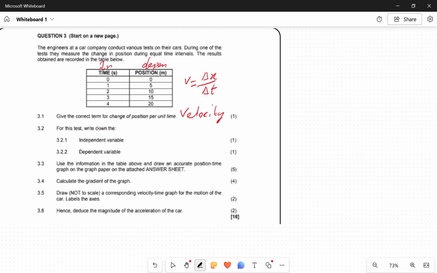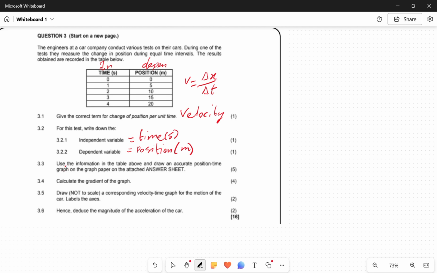They say for this test, write down the independent variable. What is our independent variable? We've already said this, and the answer is going to be time, which is measured in seconds. Then we move on to the second one. What is our dependent variable? Our dependent variable, guys, will be what will be on the y-axis, which is position. Position will be measured in meters. Now we move on to the second part.